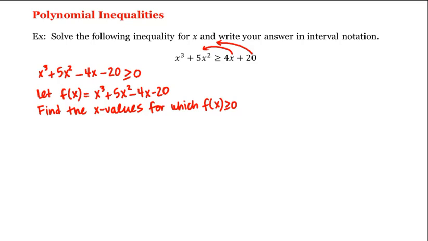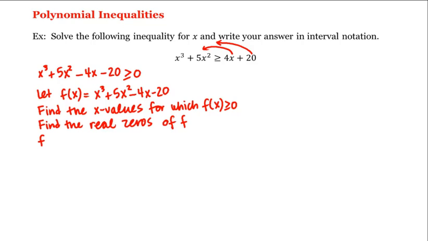But isn't f just a polynomial? So we'll use the fact that a polynomial only changes sign at its real zeros. That is, a polynomial is always either positive or negative in between two consecutive real zeros, which means we need to find the real zeros of f. And we can do so by factoring.